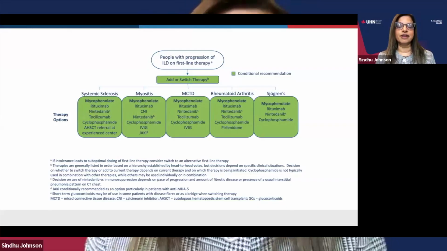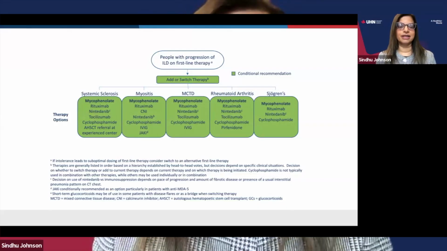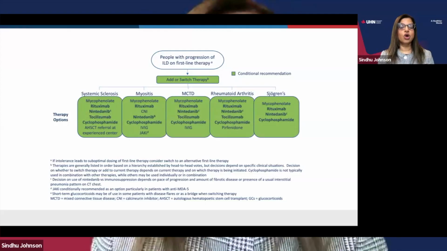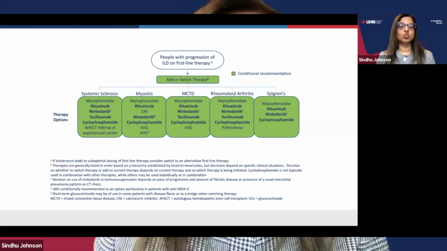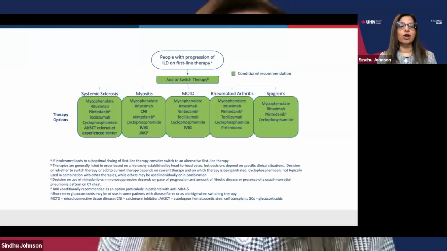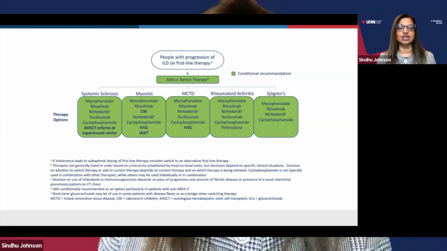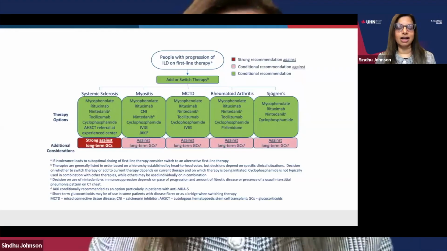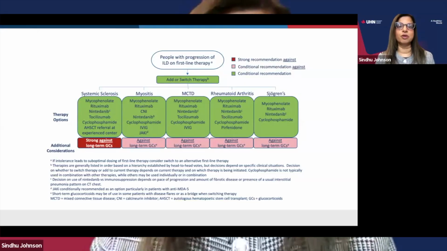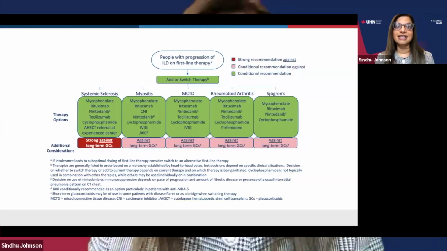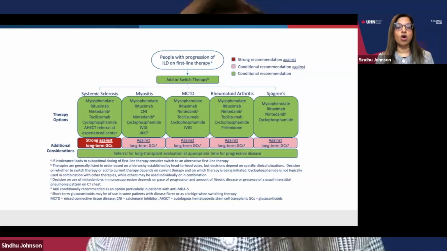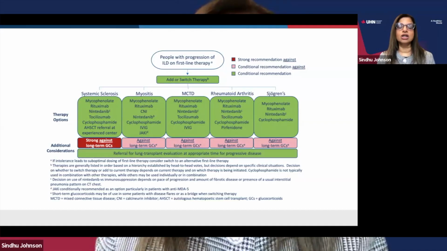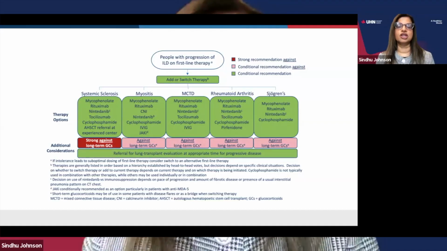In this case, if mycophenolate was not the first-line ILD therapy, a second-line treatment would be mycophenolate. However, one could also consider rituximab, nintedanib, tocilizumab, cyclophosphamide, as well as referral for autologous hematopoietic stem cell transplant at an experienced center. There is a strong recommendation against long-term glucocorticoids in people with systemic sclerosis-associated ILD, again due to the increased risk of inducing a scleroderma renal crisis. One may also consider at this point referral to a lung transplant center for evaluation due to their progressive disease.